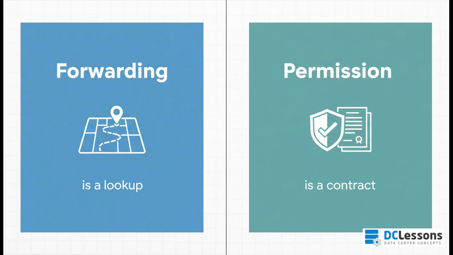You have to separate two questions in your mind. One, how does a packet get somewhere? And two, is a packet allowed to get there? The how is all about forwarding lookups and hardware. The is it allowed part? That's all about policy. And that's what contracts are for. Forwarding is a lookup. Permission is a contract.